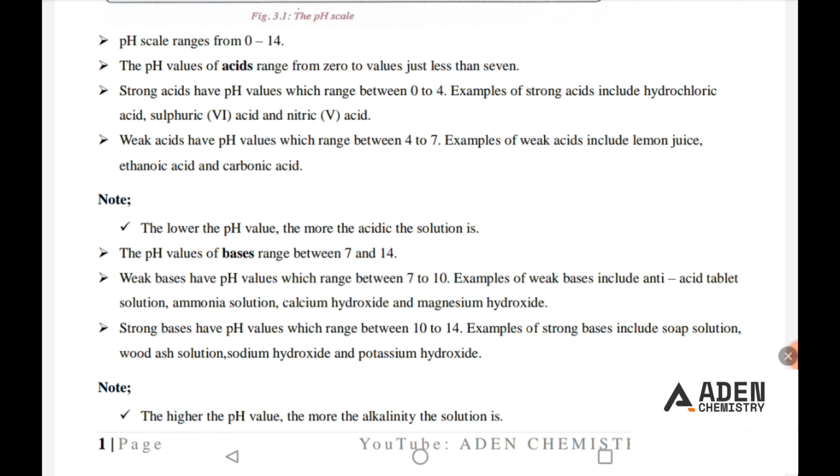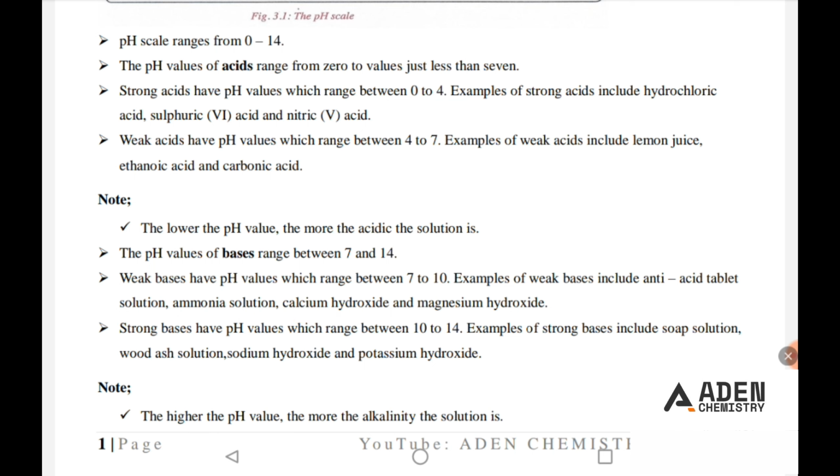So next we are saying the pH values for bases range between 7 and 14. That means above 7 up to 14 will be the pH values for bases. Next, we are saying weak bases have pH values which range between 7 to 10, above 7 to 10. So what are examples of weak bases? They include antacid tablet solution, ammonia solution, calcium hydroxide solution, and magnesium hydroxide solution.